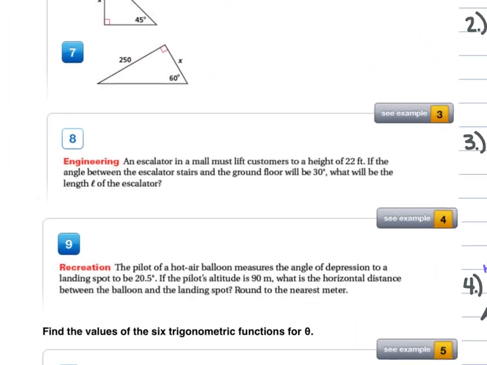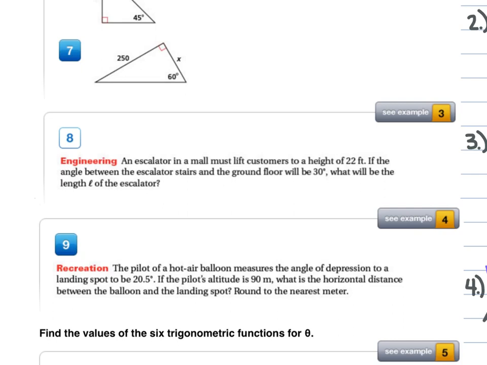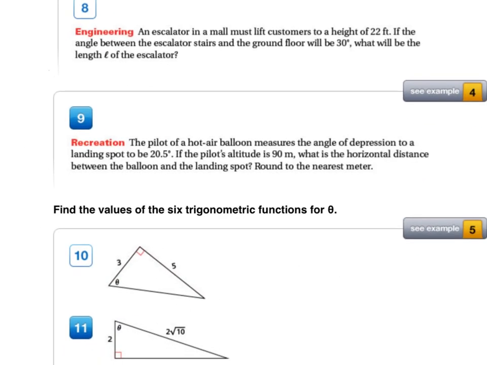See what 8 says. 8 says, an escalator in a mall must lift customers to a height of 22 feet. If the angle between the escalator stairs and the ground floor is 30 degrees, what will be the length L of the escalator? For 9, it tells us that the pilot of a hot air balloon measures the angle of depression to a landing spot to be 20.5 degrees. If the pilot's altitude is 9 meters, what is the horizontal distance between the balloon and the landing spot, rounded to the nearest meter?